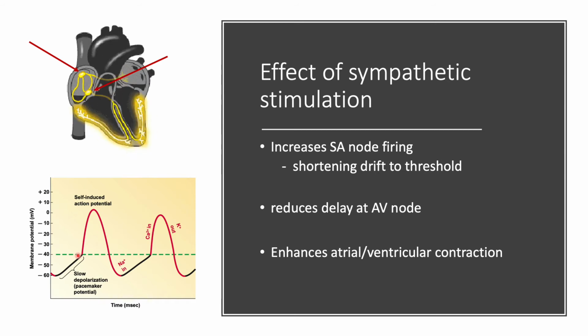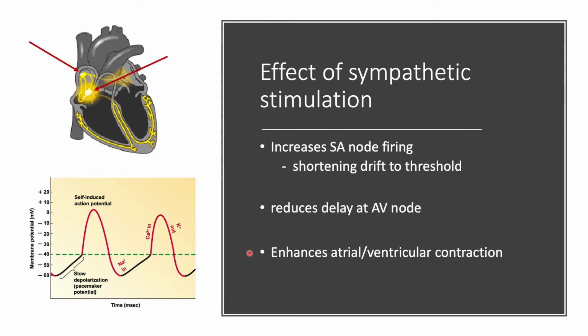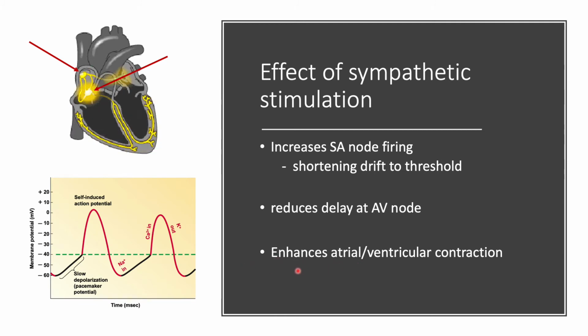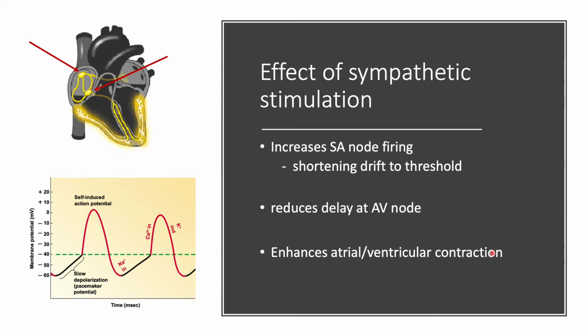Then we're going to want to reduce the delay at the AV node here so we can have our ventricular contractions follow our atrial contractions more closely. And then the last thing we're going to do, which is a new component compared to our parasympathetic response, is we are going to have an effect on the ventricular contraction. We're going to have a stronger contraction as well, not just change the rate of the heart here.